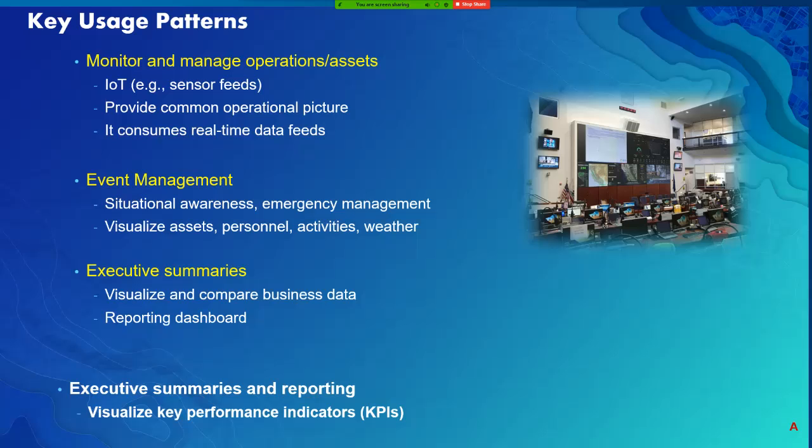At this time, we're going to look at some key patterns of use for the ArcGIS dashboard. There are typically 3 key operation dashboard usage patterns for your organization. These are 1, monitor and manage operations and assets, 2, event management, and 3, executive summary. In monitor and manage operations and assets, it consumes real-time data feeds through the Internet of Things, for example, a sensor feed, and it provides a common operating picture.